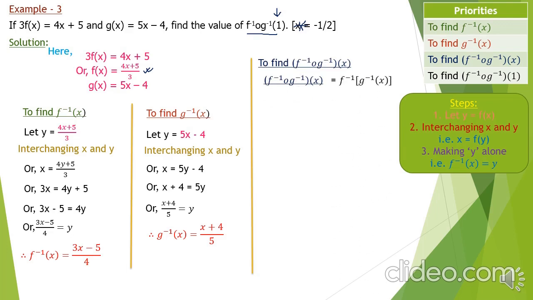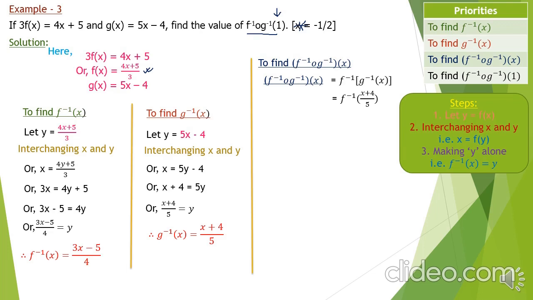F inverse, G inverse x. The input of G inverse is x, so its output is (x plus 4) by 5. The output of the first function will be the input for the second function, that is F inverse. First function is G inverse, second function is F inverse. So the output of the first function is the input of the second function, F inverse.